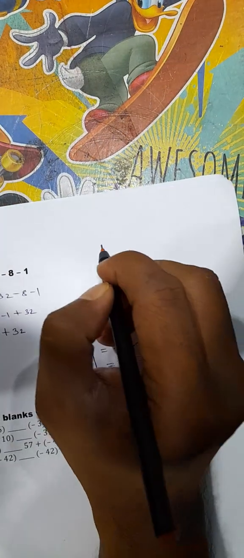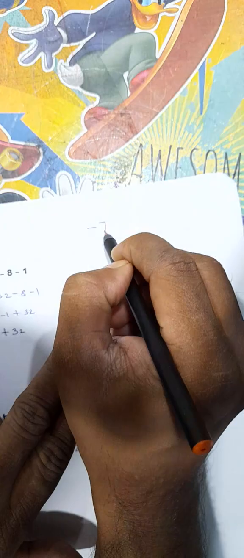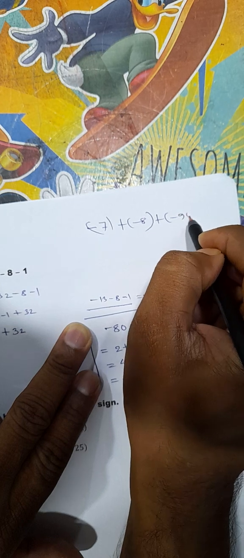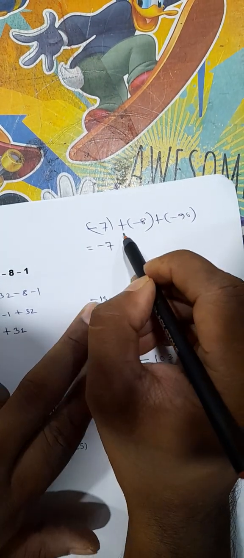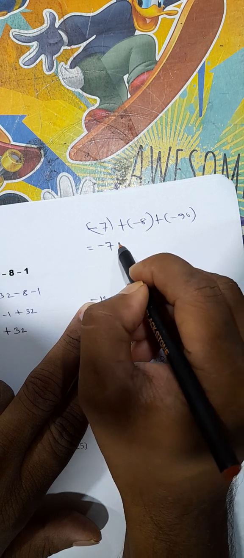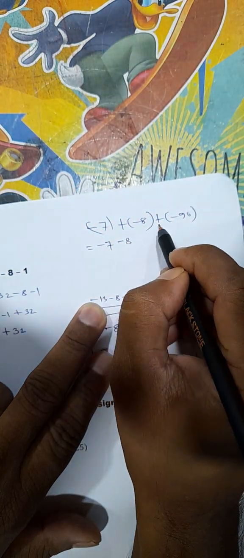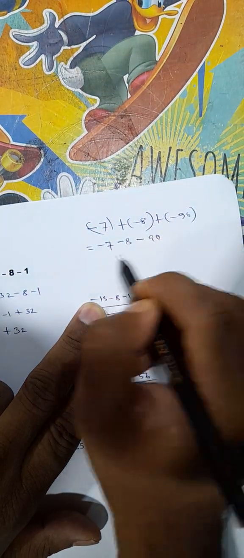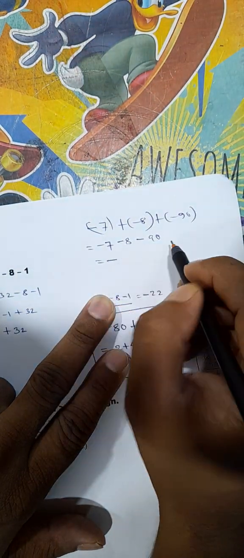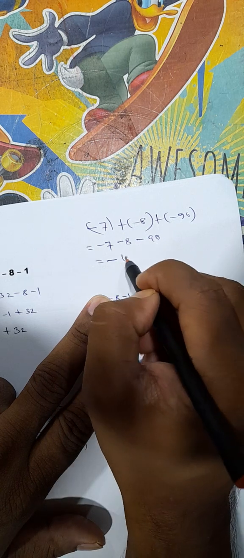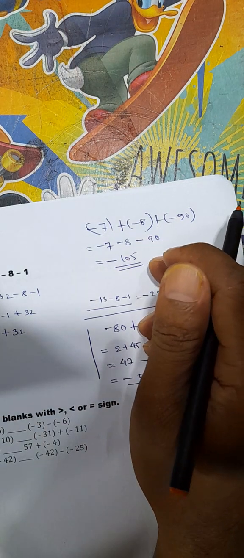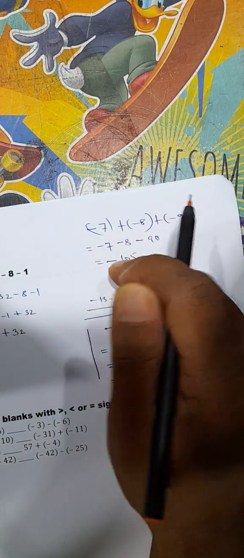Say for example, find this: minus 7 plus minus 8 plus minus 90. Minus 7. Now minus plus means minus. Plus minus means minus 90. All these are dues, so this should be a negative integer. Now find their sum: 7 plus 8 is 15, plus 90 is 105. All these are negative integers, so you have to add them, and since all these are negative, the answer will be negative.